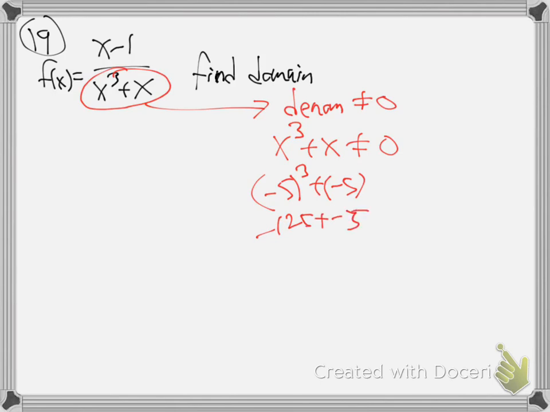What about negative 1? Good question. Put in negative 1 cubed plus negative 1. Negative 1 cubed is negative 1, so that's negative 2. That didn't make 0. Anything else?